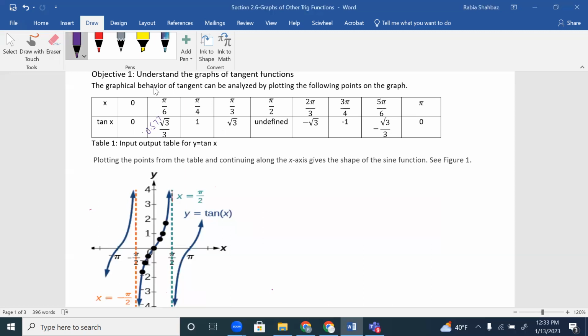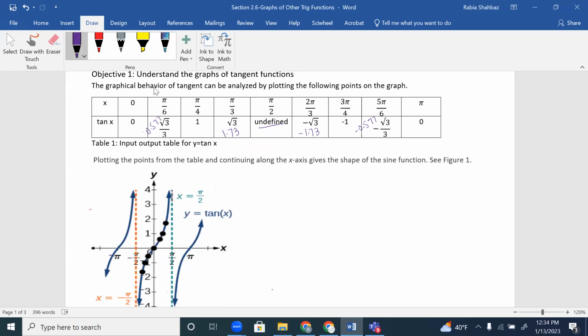Tangent of pi over 3 is root 3, which is about 1.73. Tangent of pi over 2 is undefined. In the second quadrant, tangent values are negative. 2 pi over 3 is negative root 3, so negative 1.73. 3 pi over 4 is negative 1. 5 pi over 6 is negative root 3 over 3, which is about negative 0.577. And tangent of pi is 0. And these values will repeat in the third and fourth quadrants.